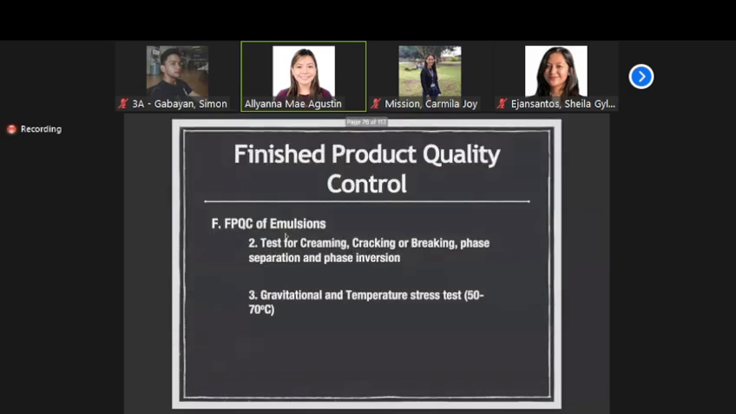So, tests for creaming, cracking, or breaking. Ayan. And phase separation and phase inversion. Sige. So, sino ang reversible? Si creaming or si cracking? Sino ang reversible?